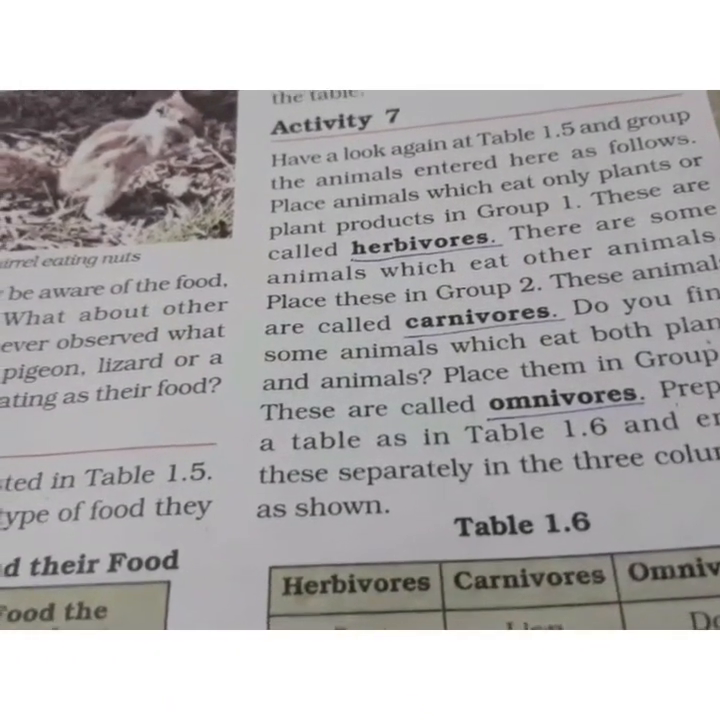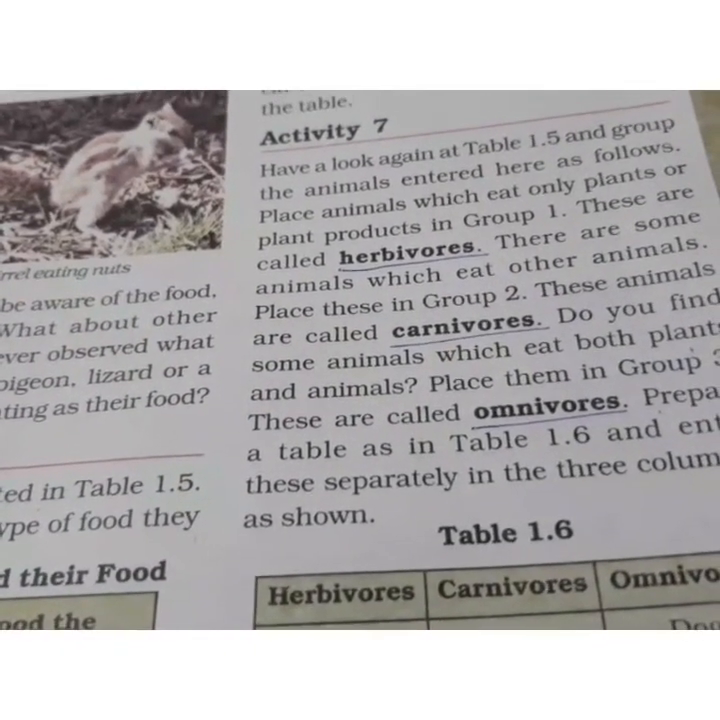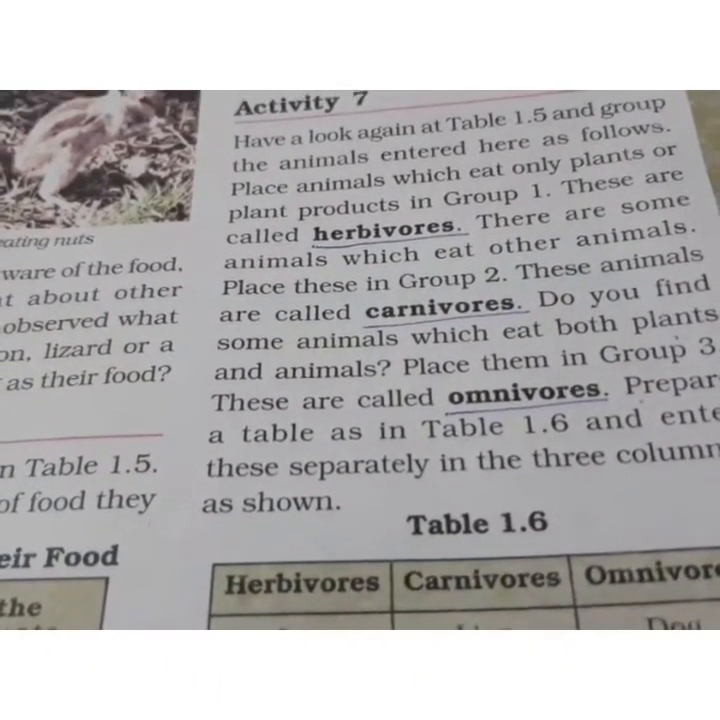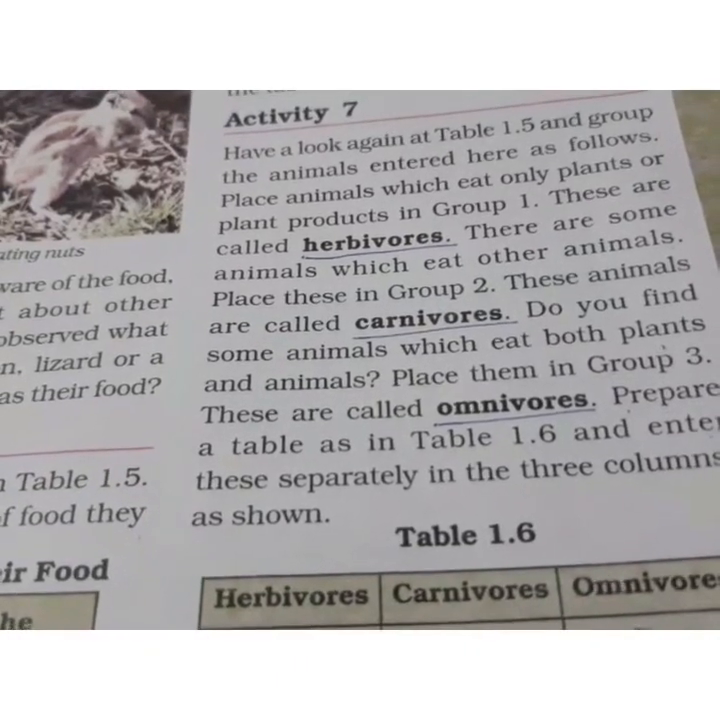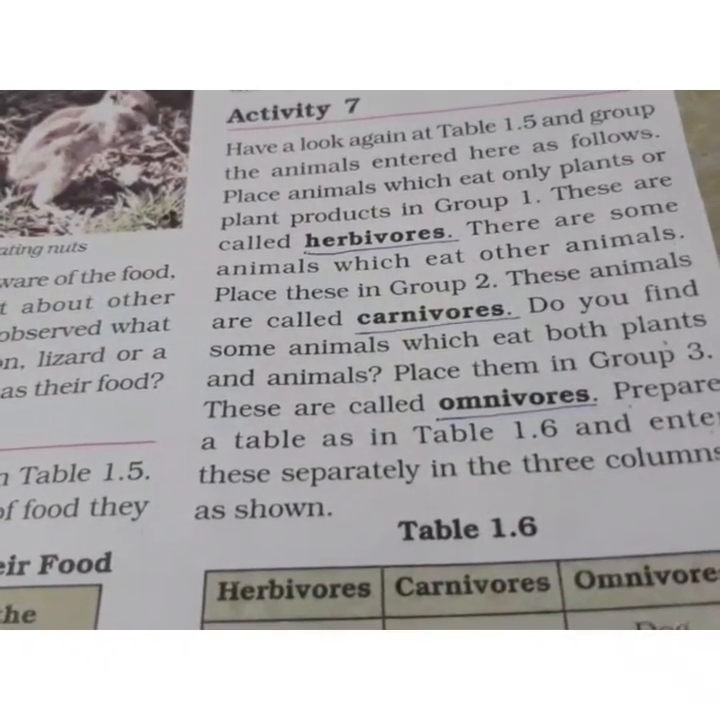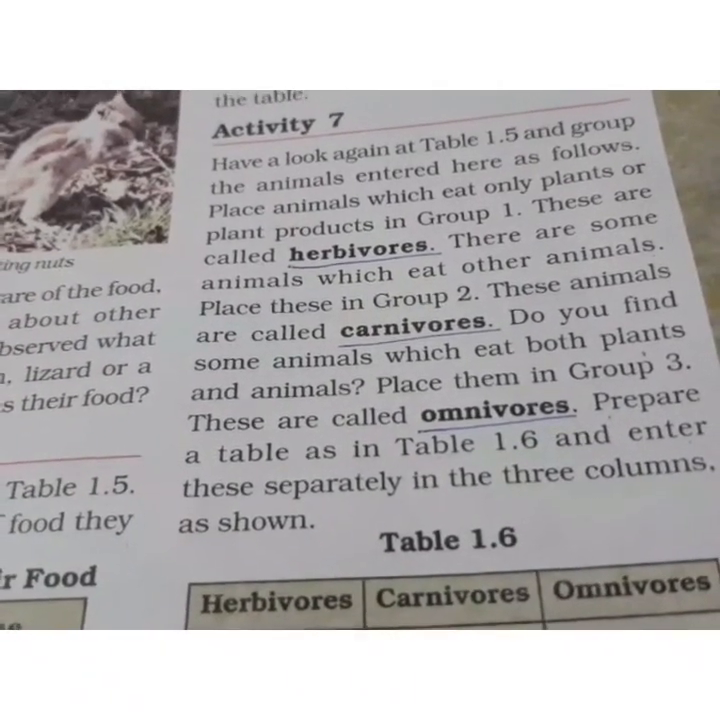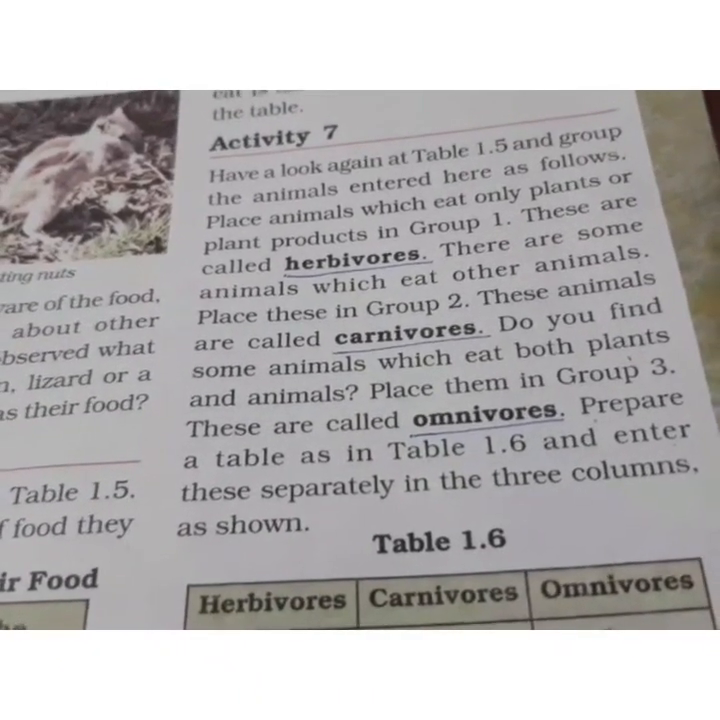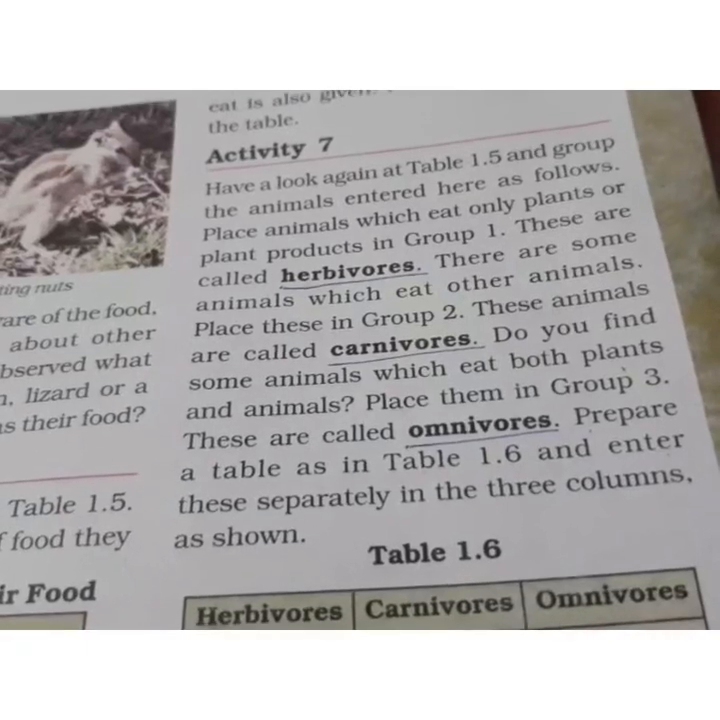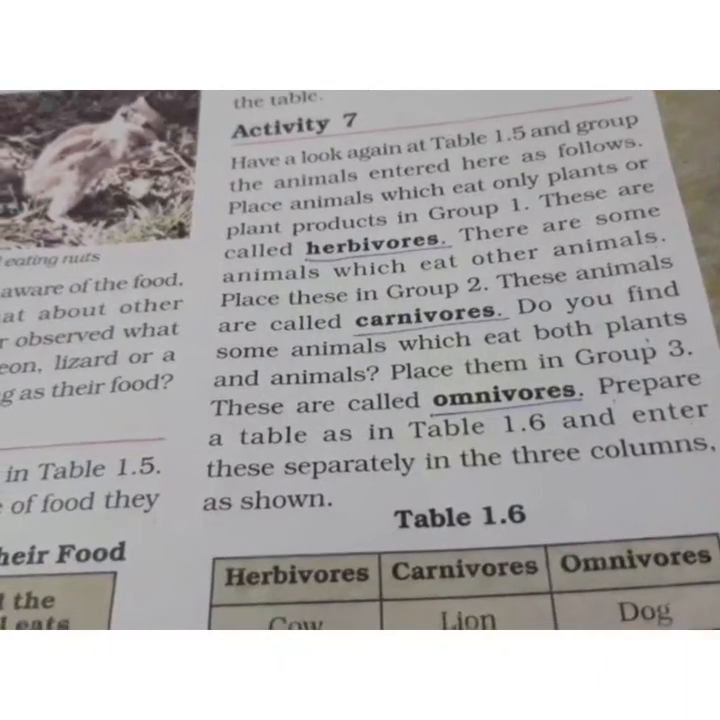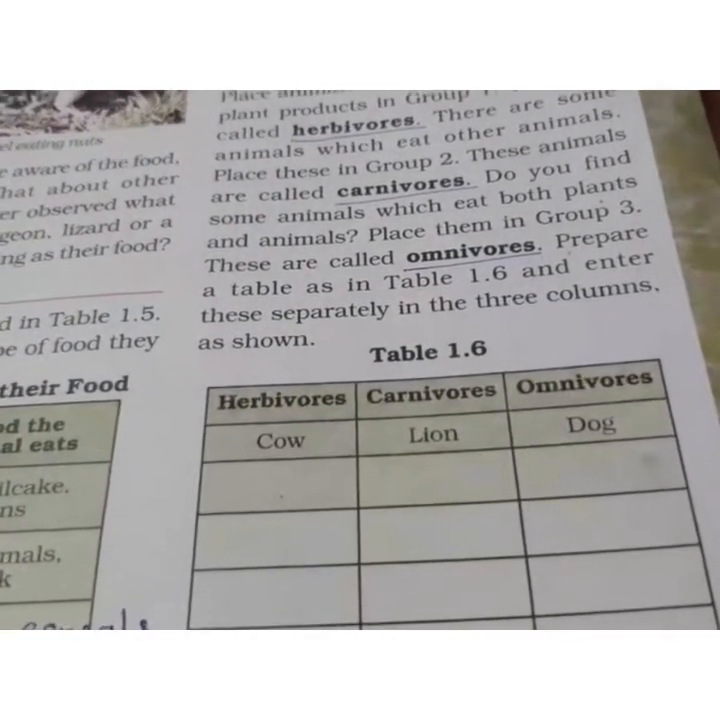So that is the group 1 or the type 1 of animals which is categorized on the basis of their eating habits. There are some animals which eat only other animals. Place these in group 2. These animals are called carnivorous animals. Do you find any other animals which eat both plants and animals? Place them in the group 3 or category 3. They are called omnivorous animals. Prepare a table as shown in 1.6 and enter these separately in the 3 columns as shown. Now here in this table you can see that 3 columns are given: herbivorous, carnivorous, and omnivorous.